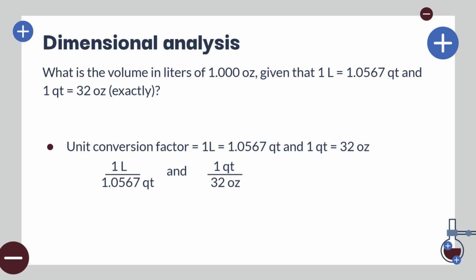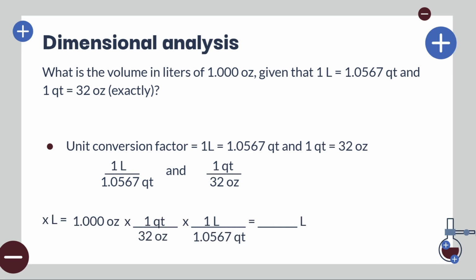Now you should try this problem. Given that 1 liter is equal to 1.0567 quarts and 1 quart is equal to 32 ounces. You might notice that these two conversion factors are not the same. This is because you may need to change units more than once to obtain the desired unit. So, just a hint, you'll be using both. So you'll have two steps in your problem, not just one like in the prior example.